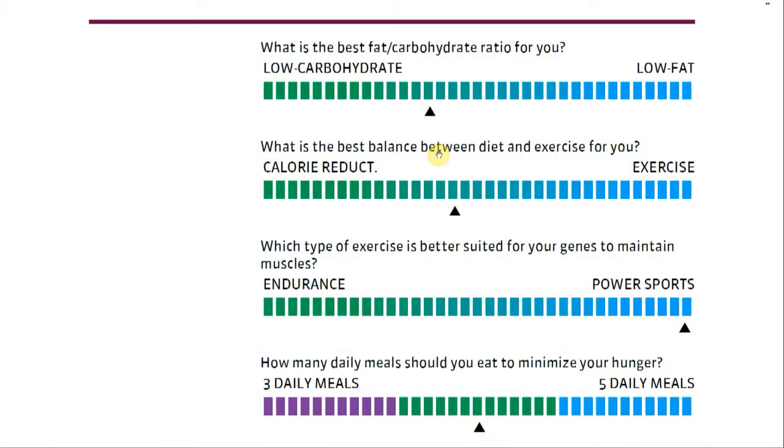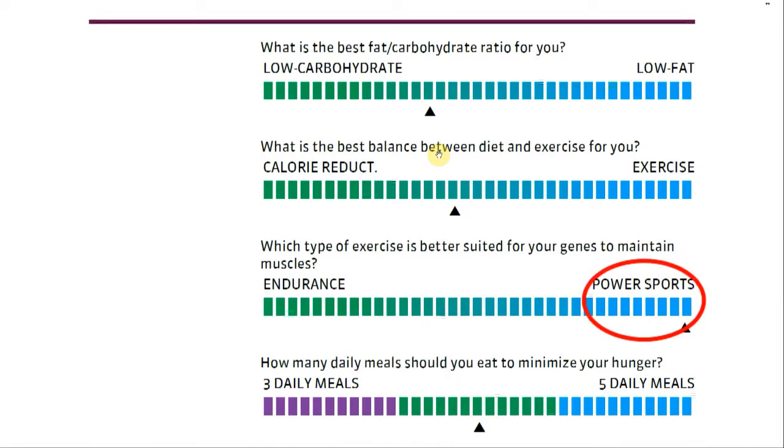Then the next question, what type of exercise is better suited for your genes to maintain muscle mass? As I've explained, some people lose more muscle mass through calorie reduction, while others lose less. And here is where we counteract this. Power sports, so anything that requires strength, is going to build up more muscles. So this is what we need to do more if you lose more muscle mass due to your genetics.